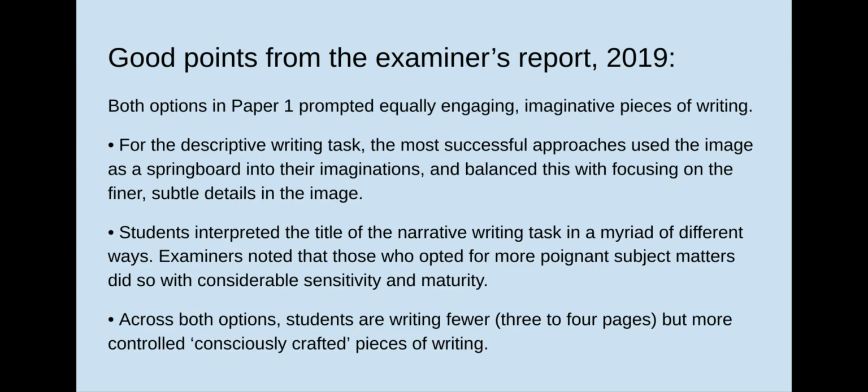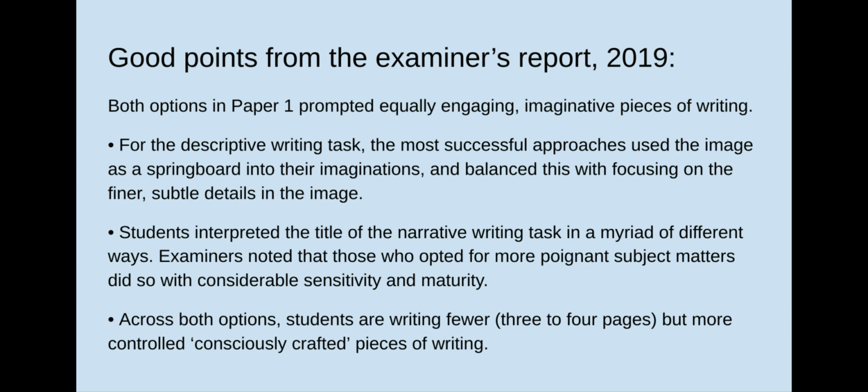So, good points from the Examiner's Report 2019 then. For the descriptive writing task, the most successful approaches used the image as a springboard to their imaginations. So they didn't just describe the picture, which won't get the marks, but used it to highlight their imaginations and go into new worlds based on the picture itself. Students interpreted the title of the narrative task in lots of different ways. And that's good. It shows individuality, it shows maturity, possibly sensitivity. By reading into things deeply, they weren't held back by others in the room or what they were perceiving other people wanted them to achieve, such as some invisible examiner, for instance.